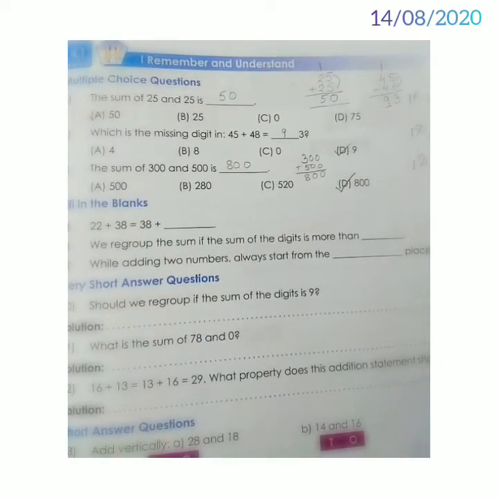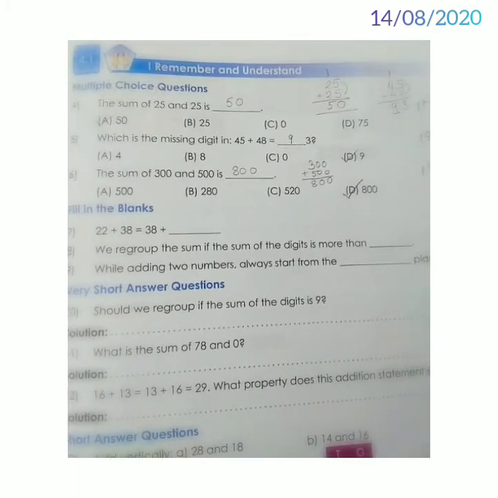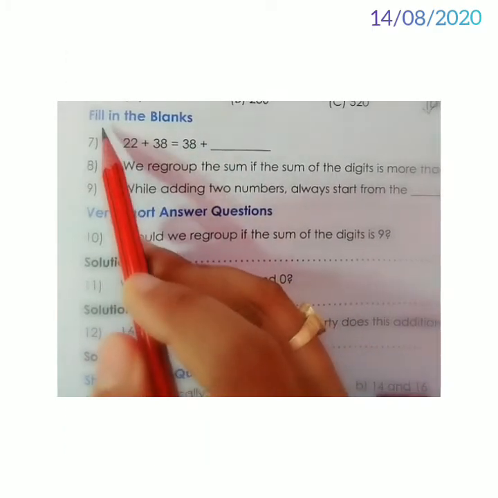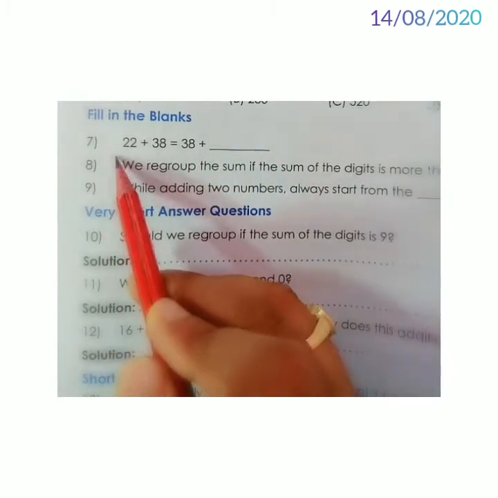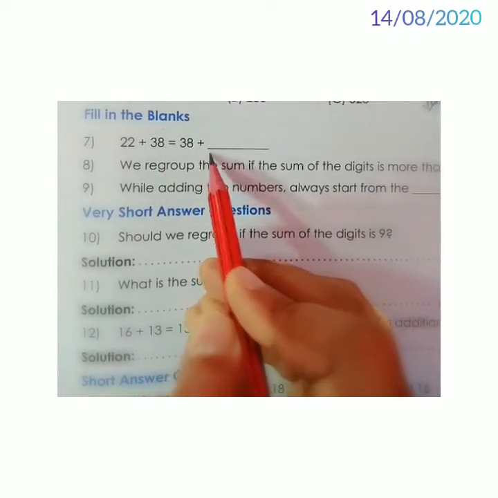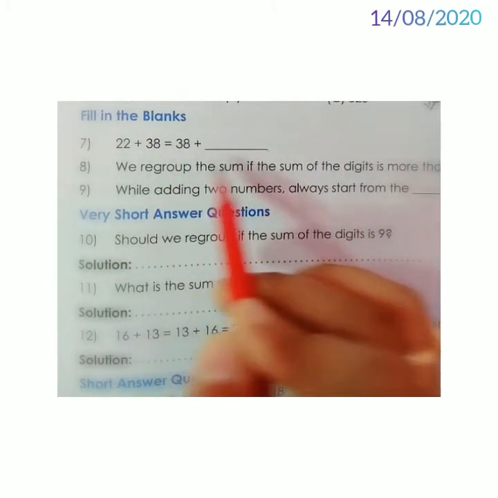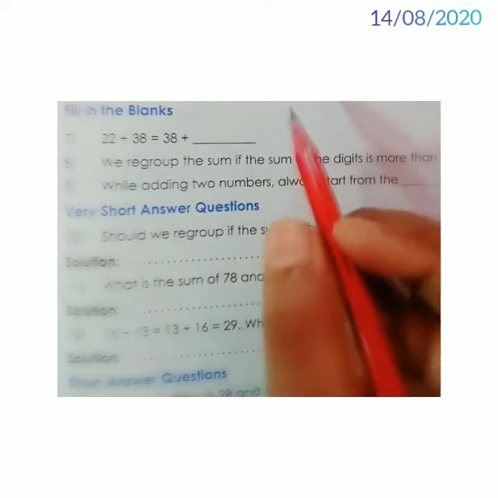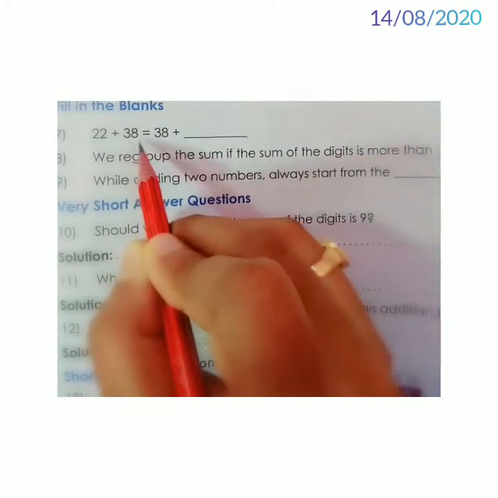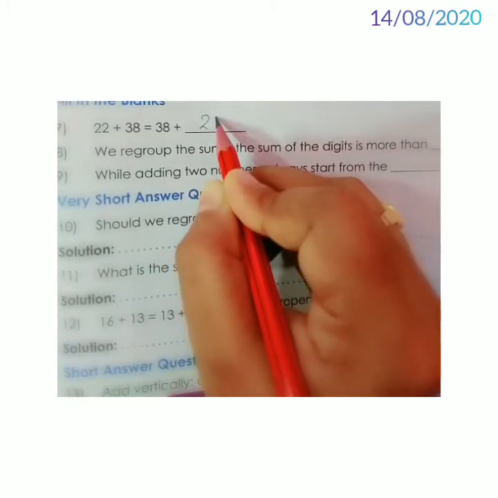Okay, I hope all of you are clear, isn't it? Now let's move on to the next question. Fill in the blanks. Question number 7. 22 plus 38 is equal to 38 plus dash. This is an example of the commutative property. So what will be here? 22 plus 38 is equal to 38 plus 22.